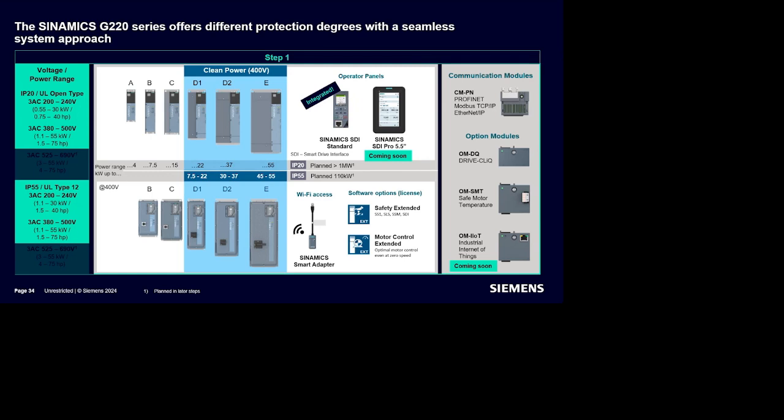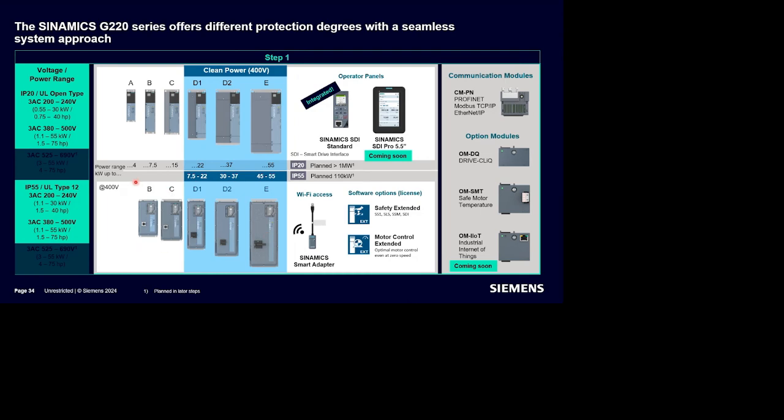And now let me show you the scope of our Sinamics G220. So what has been released so far? We have the IP20 variant on the top in 6 different frame sizes from A till E. And then the IP55, it's at the bottom from frame size B to E.